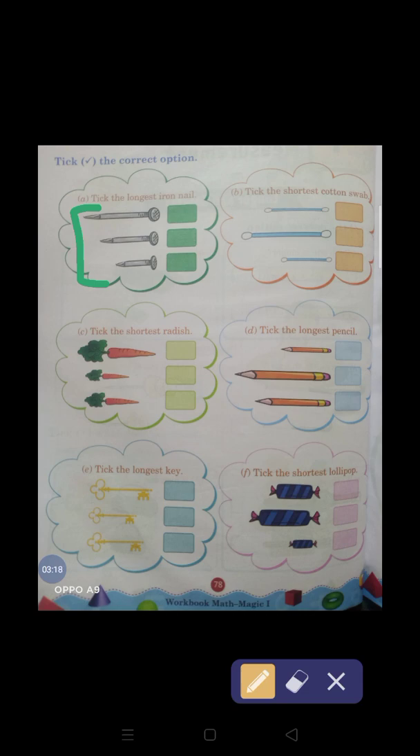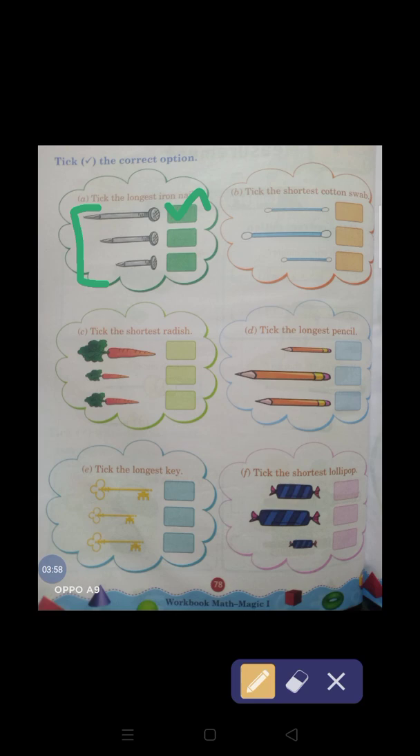So longest means எல்லாத்த விட அந்த group of picturesலயே இதுதான் ரொம்ப நீளமானது. When you compare more than two objects, you have to use est words: longest, tallest, shortest, like that. Among these three nails, which one is longest? Yes, the first iron nail is the longest in size, in length.